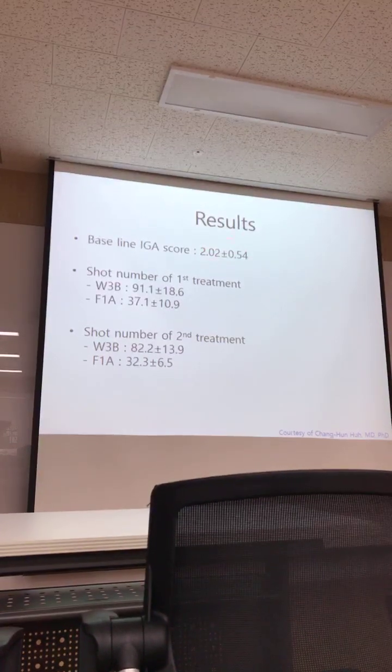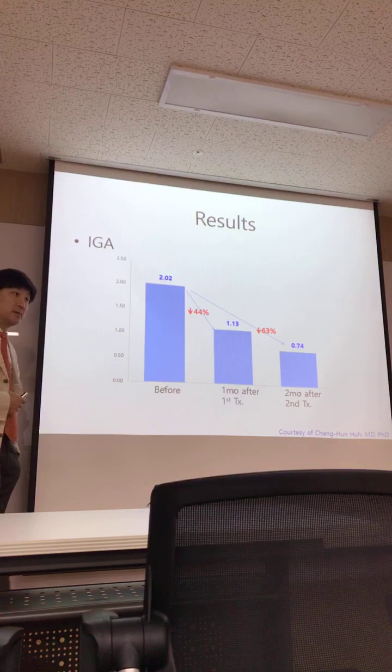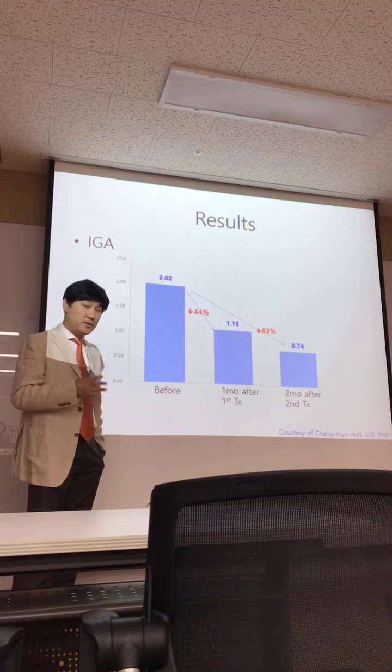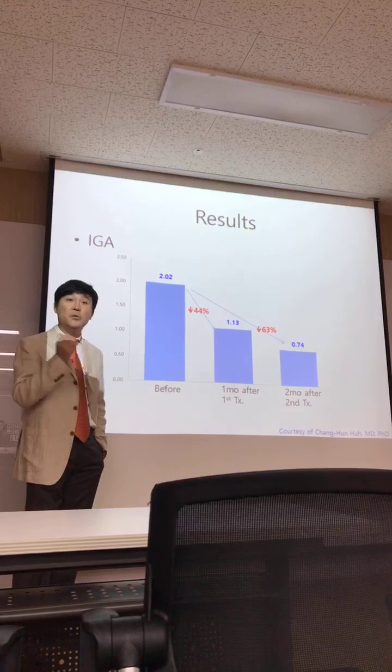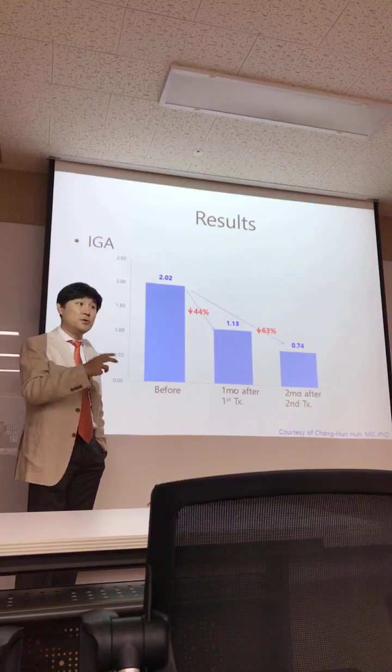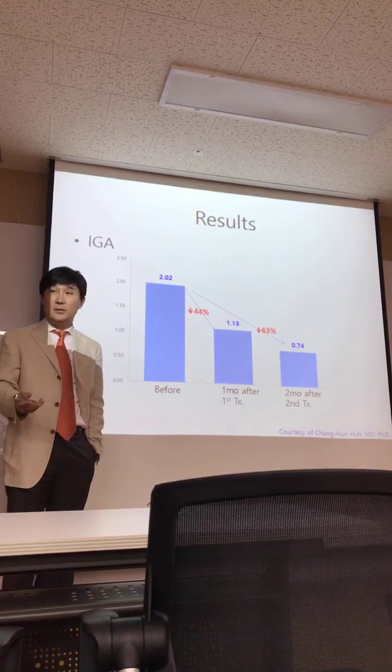The baseline, before treatment, the average score was 2.2. It means moderate. This is the result. After 2 treatments, the volume is reduced about 63%. Not 100%. There is no 100%, because this is not a surgical removal. So we reduce the volume. And that's the key point when we explain to the patient.